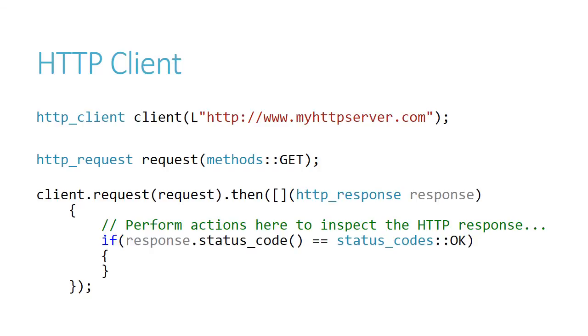Next, using the client instance, we can make an asynchronous GET request to the service. This method returns the HTTP response wrapped in a PPL task. We can attach a continuation to inspect the HTTP response once the request is completed. Some operations that we can perform on an HTTP response include checking the status code, extracting the body of the response to a stream, or parsing the body to a JSON object.